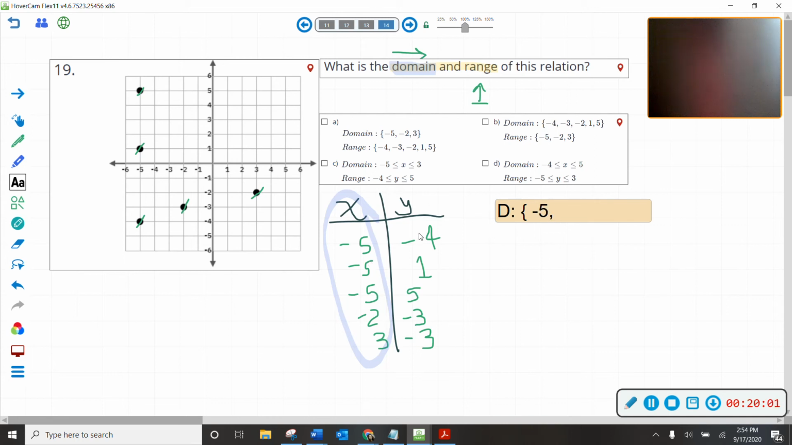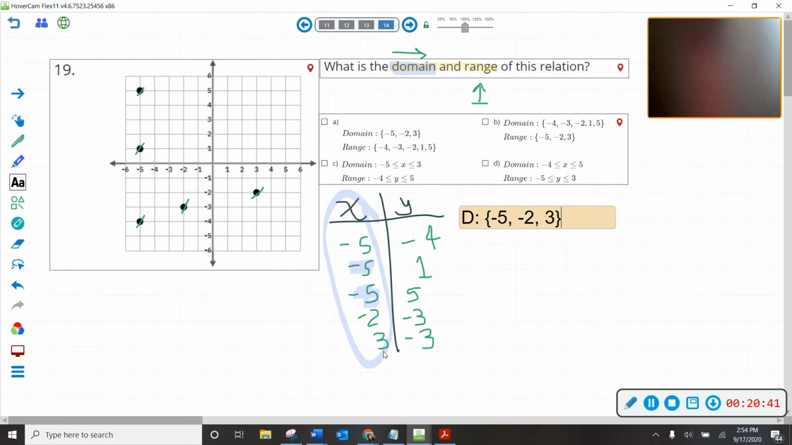Now the thing is, notice how it repeats 1, 2, 3 times. Whenever it comes to domain, you don't have to repeat your values. I think that's where a lot of people would mess up. So let's go ahead and retype that here. My domain is, so that should be a capital D. We're going to start with -5, comma, and then move on to the next one, -2, comma, and then 3. Don't forget to close it.